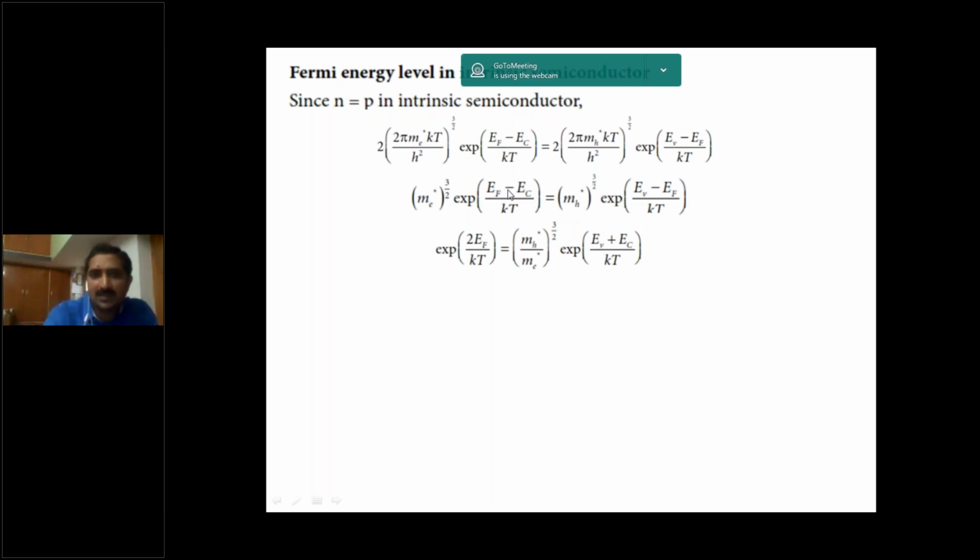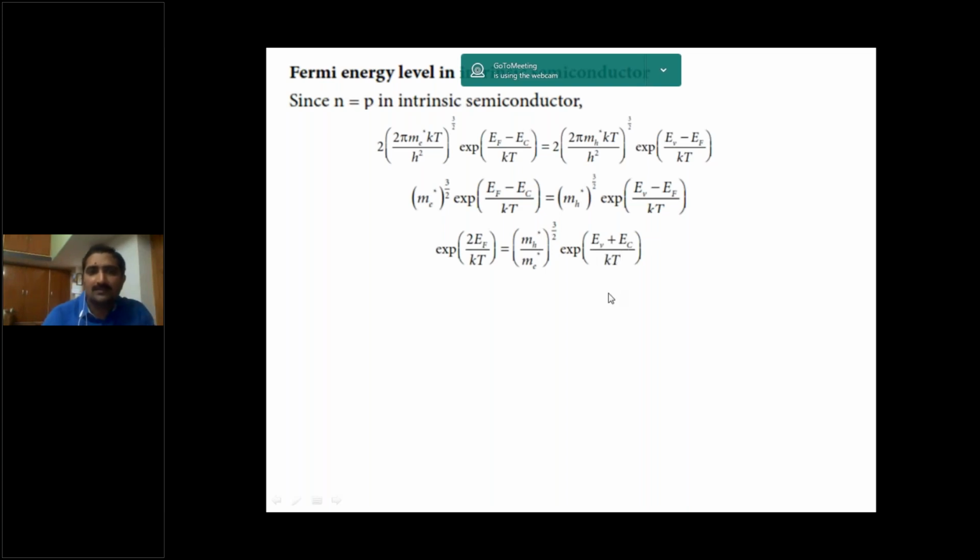So here exponential of (Ef minus Ec) by kt and exponential of (Ev minus Ef) by kt. By dividing, the term becomes exponential of Ev by kt into exponential of minus Ef. Taking this to the left hand side and bringing it to the numerator, exponential of 2Ef by kt is equal to (mh star by me star) whole power 3 by 2 exponential of Ev, and minus Ec to the right hand side becomes plus Ec, by kt.